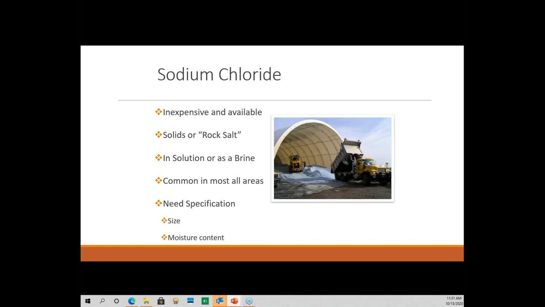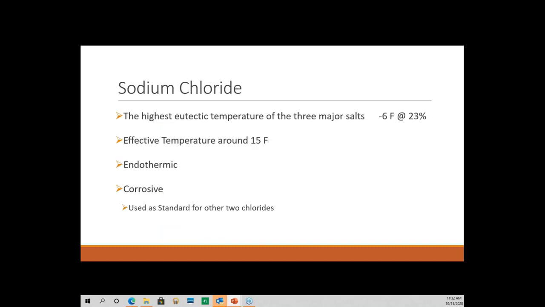So rock salt can be taken and put into a brine. It can be used as a solid. It's common in almost all areas. You need a specification as far as the size and the moisture content. You know, sodium chloride has the highest eutectic temperature.